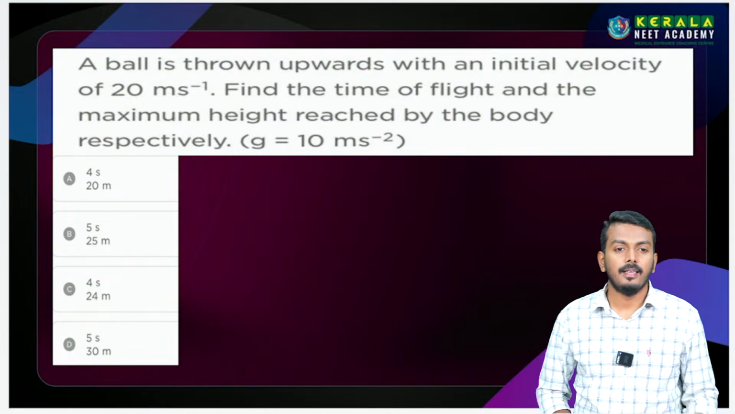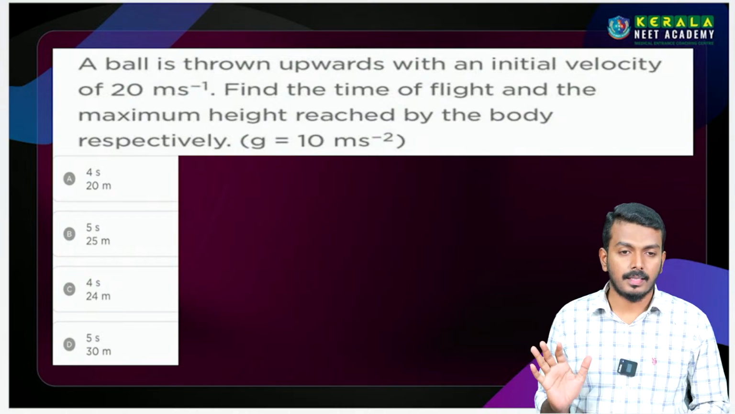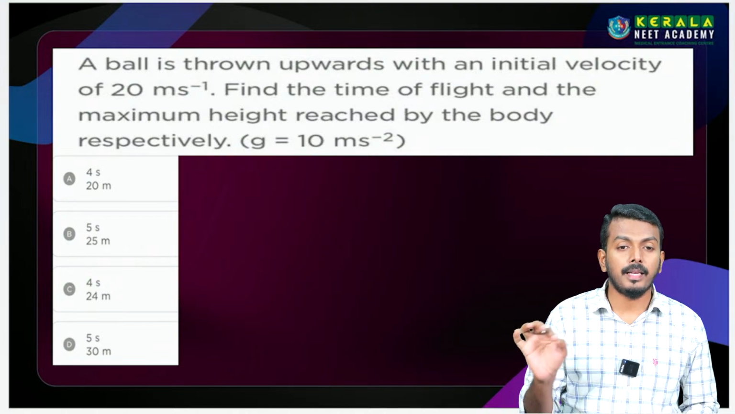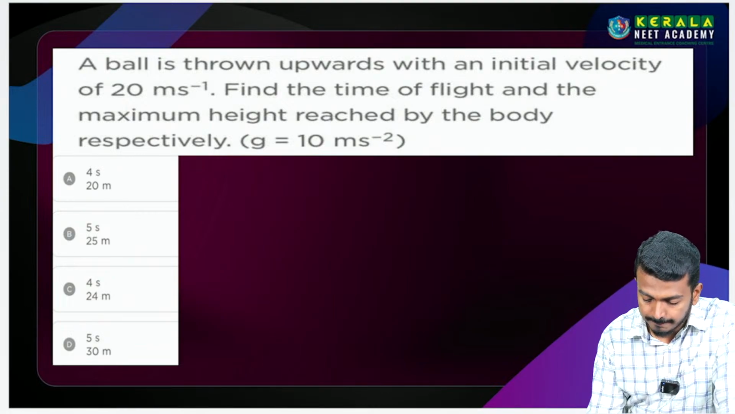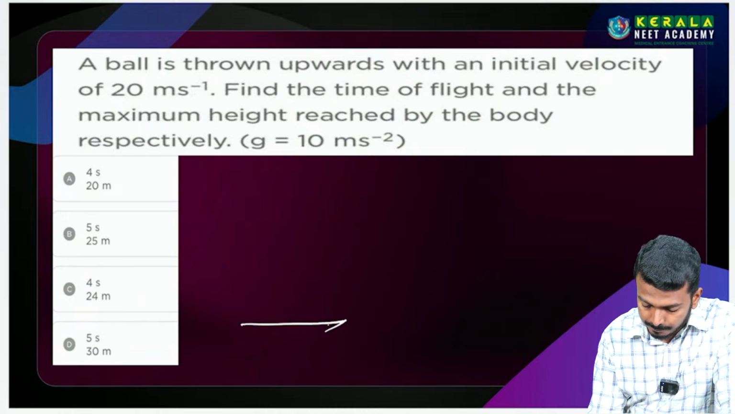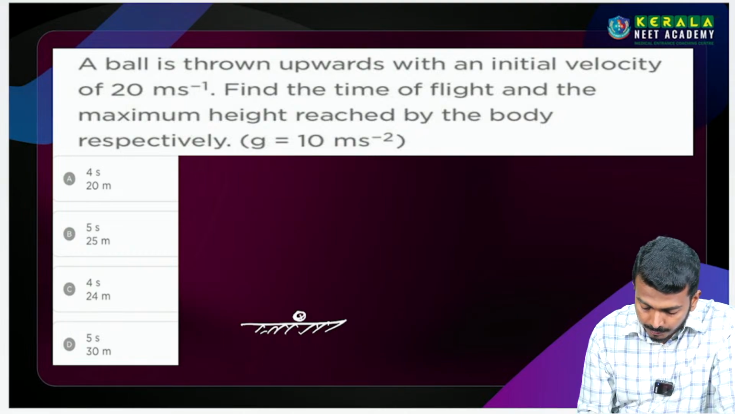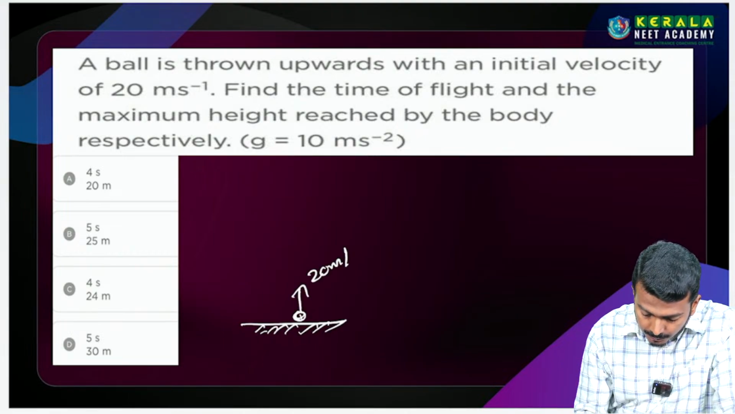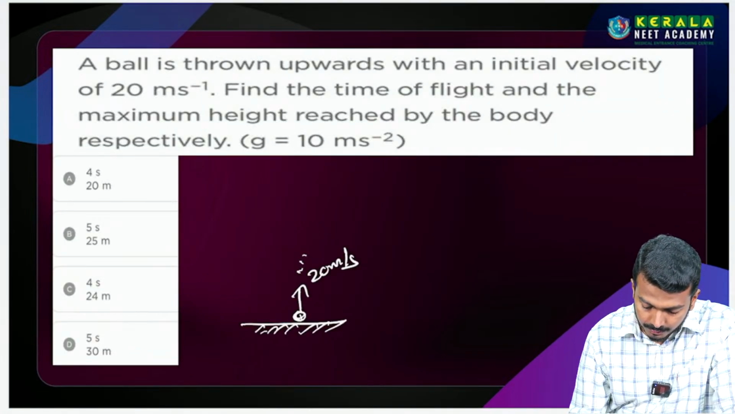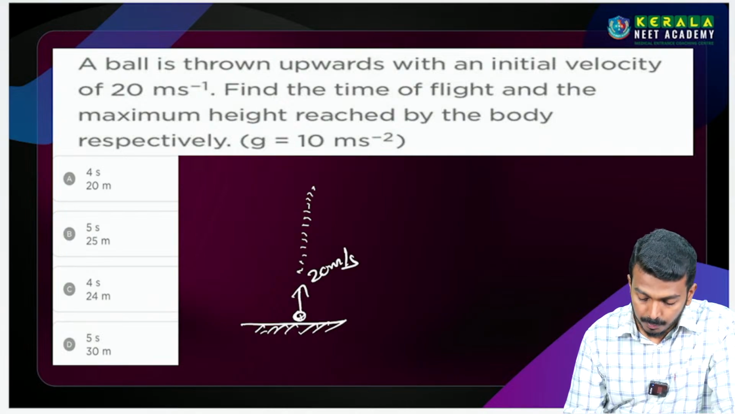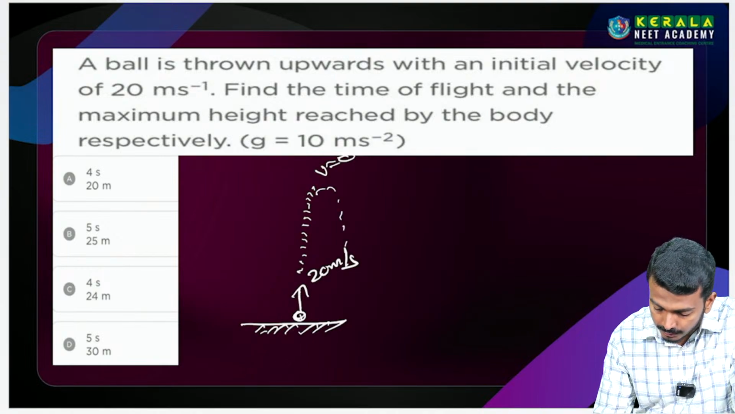What is the first question? Read the question. A ball is thrown upward with the initial velocity 20 meter per second. Find the time of flight and maximum height reached by the body. Listen. A ball thrown upward with the initial velocity. Tell me, what is the initial velocity of the body? 20 meter per second, given in the question. Automatically you know that when the body is moving in the upward direction, at the topmost point the velocity is 0. Then the body will return back to the same position.